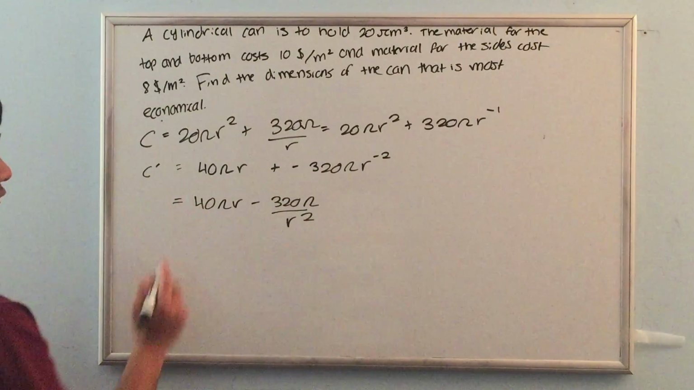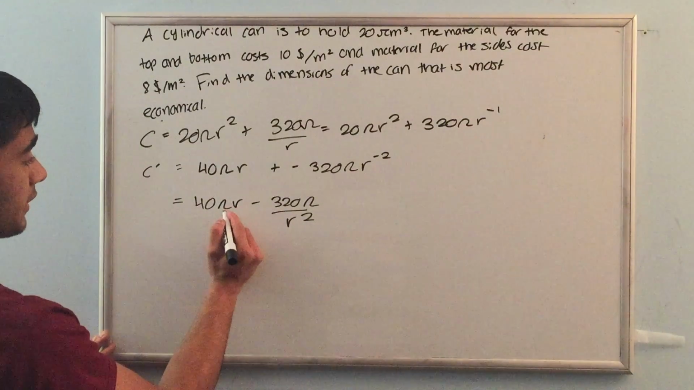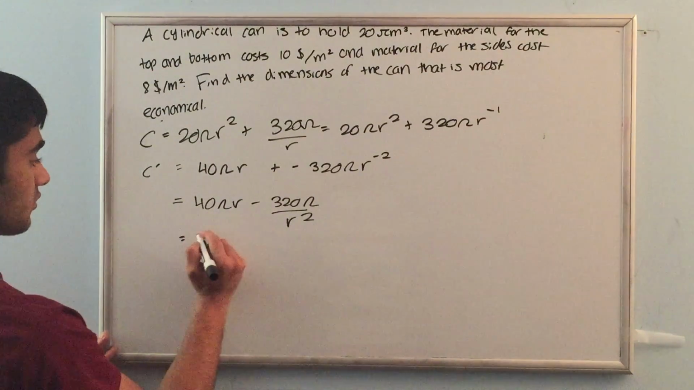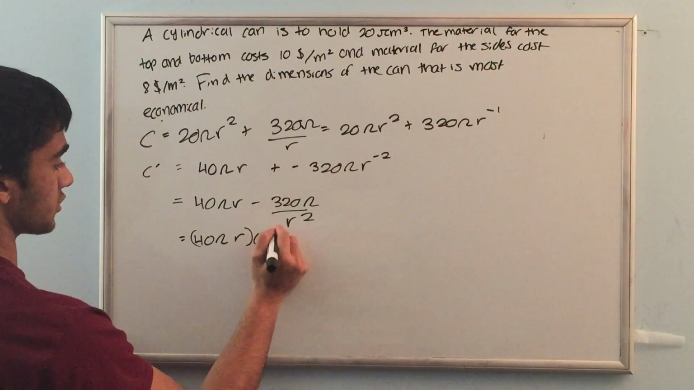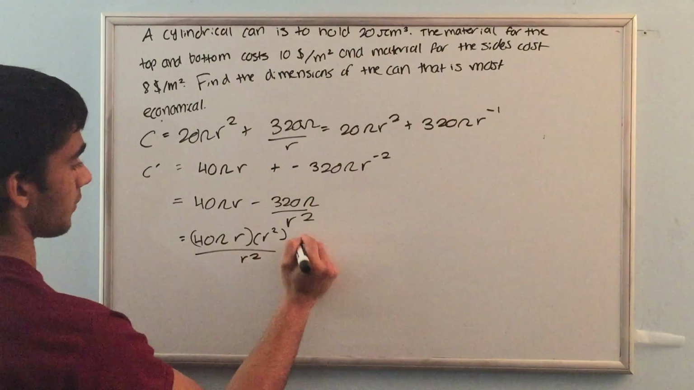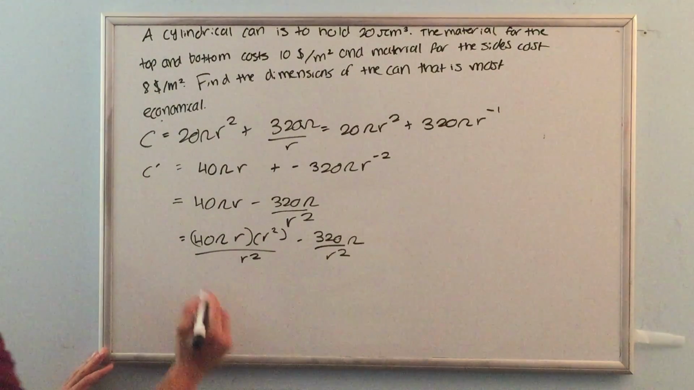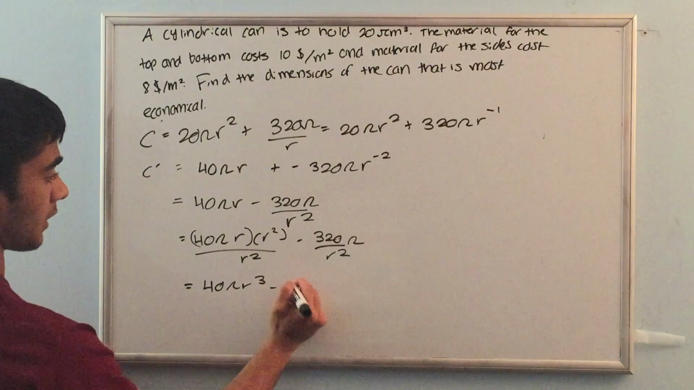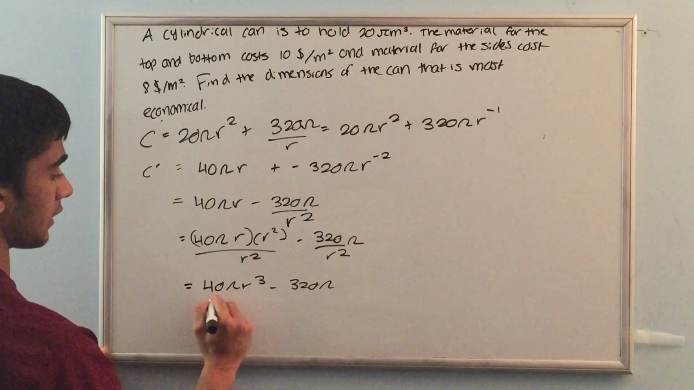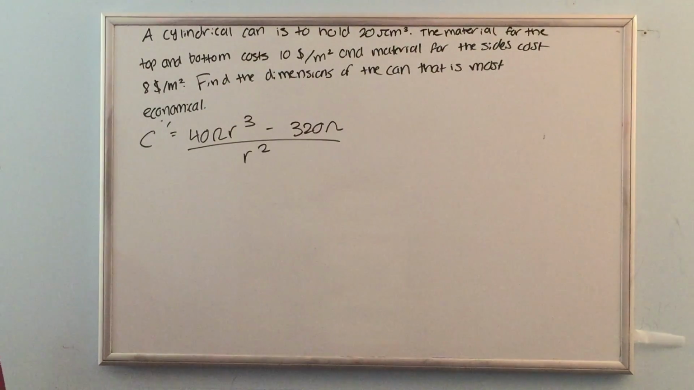And I'm going to make this into a single fraction because it'll be easier to manage in the future. So I'm going to multiply this by r squared over r squared. So this equals 40 pi r times r squared over r squared minus 320 pi over r squared. This would give us 40 pi r cubed minus 320 pi all over r squared. So again, we got our c prime value as 40 pi r cubed minus 320 pi over r squared.